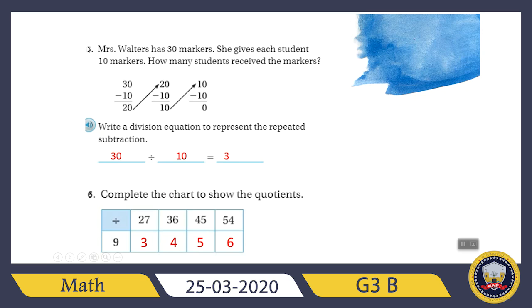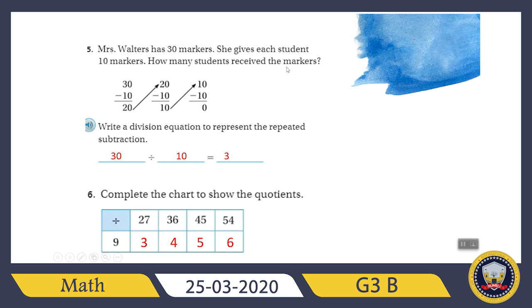Question number 5. Mrs. Walters has 30 markers. She gives each student 10 markers. So she has 30 markers, and she gave 10 markers to each student. How many students received the markers? There were 30 markers, and she gave 10 markers each. So how many students received markers?